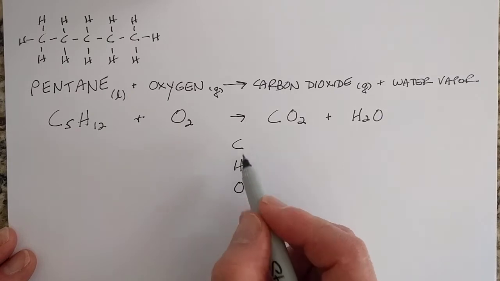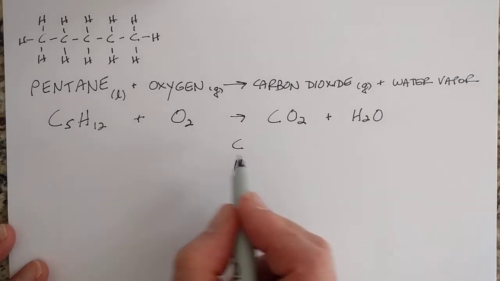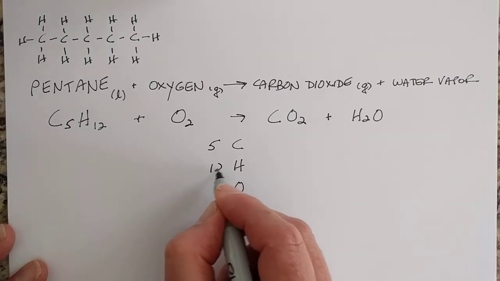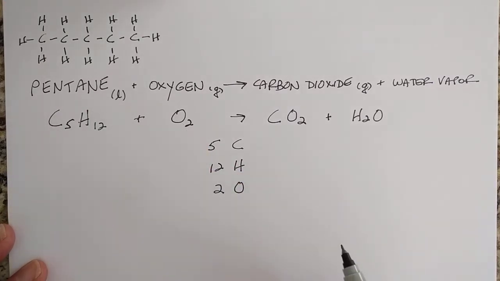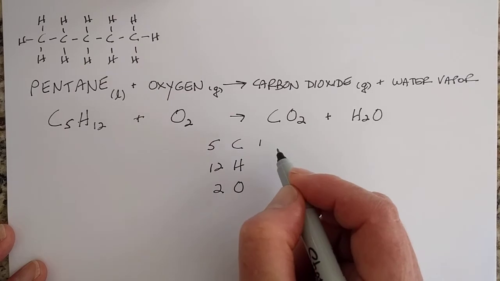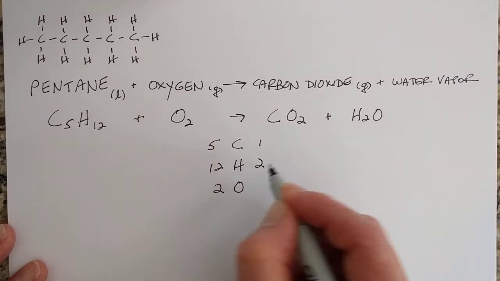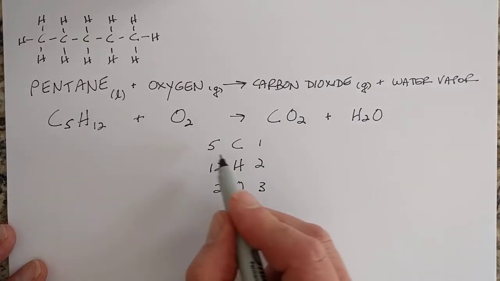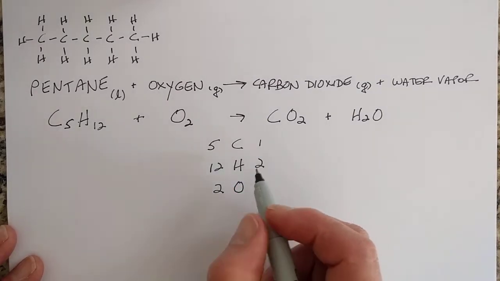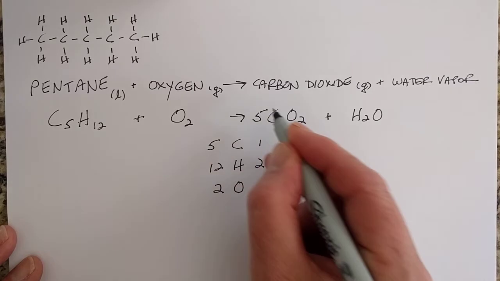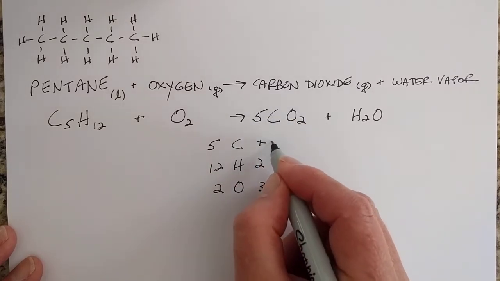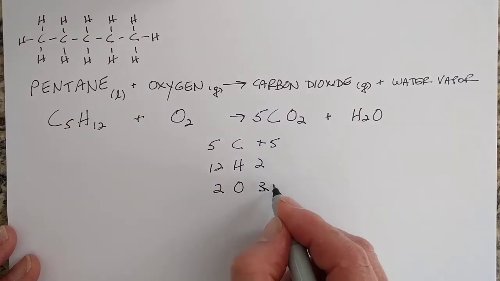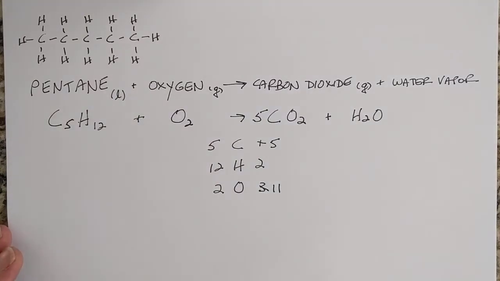So we're always going to do carbon first, then hydrogen, then oxygen. So on the left we have 5 carbons, 12 hydrogens, and 2 oxygens. On the right, 1 carbon, 2 hydrogens, and 3 oxygens. We want to balance carbon first. We need 5 over here. Put in a coefficient of 5. That gives us 5 carbons, and 5 times 2, 10, plus 1, 11 oxygens.